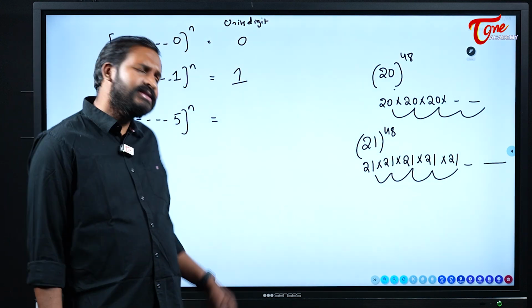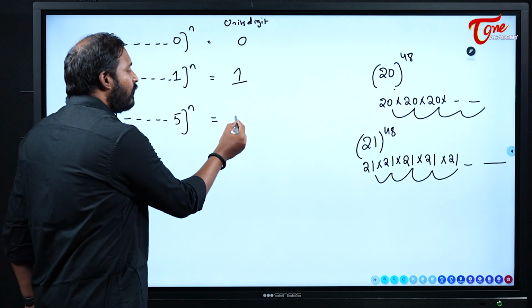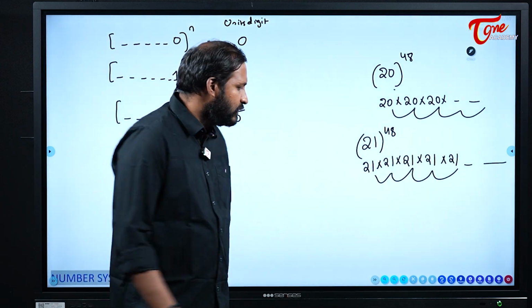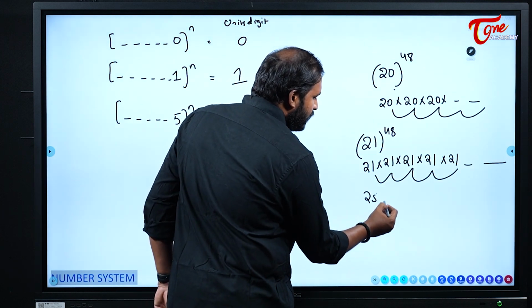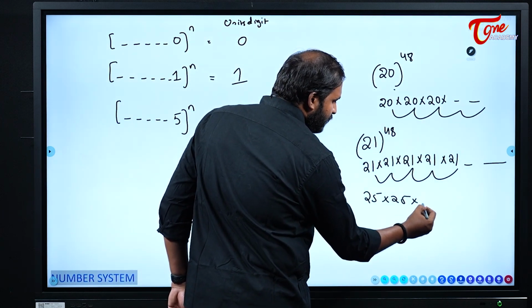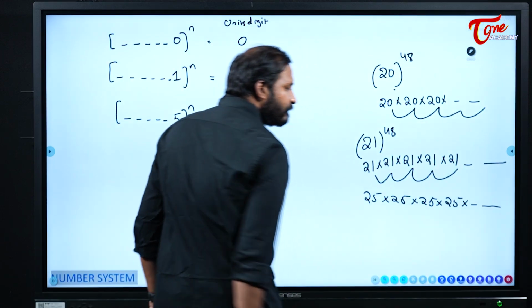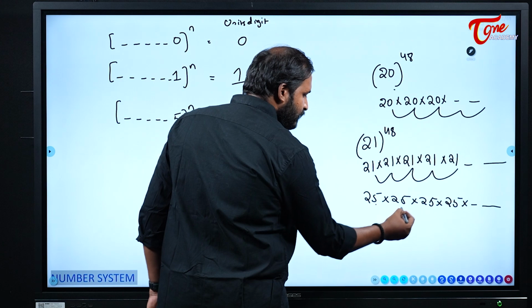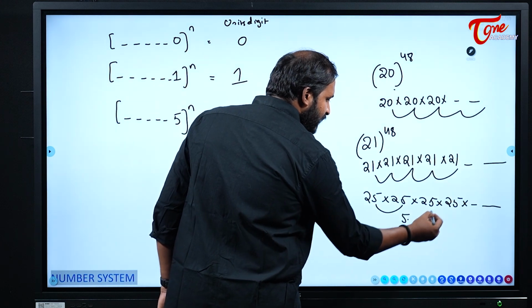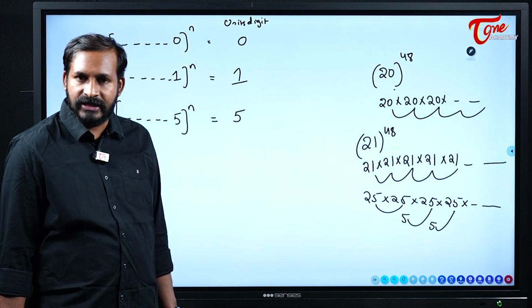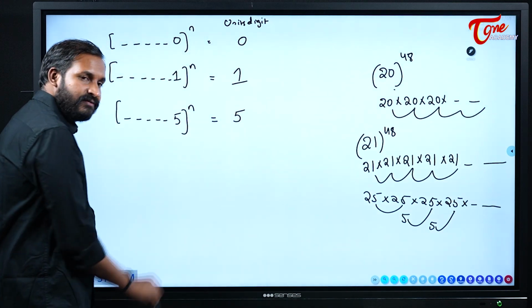Similarly, any number which ends with 5, irrespective of its length, is the same thing. Here also you will always get 5 only. Take 25 into 25 into 25 into 25, like this for n number of times. 5 times 5 is 25, unit digit is 5. Always you will get the same digit, so my answer is 5 only.